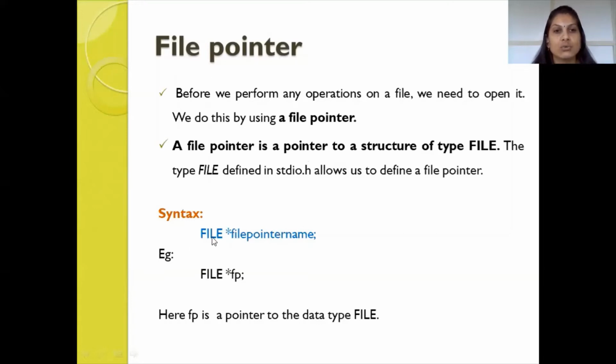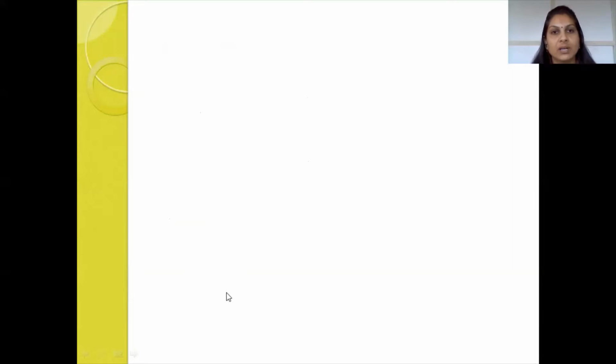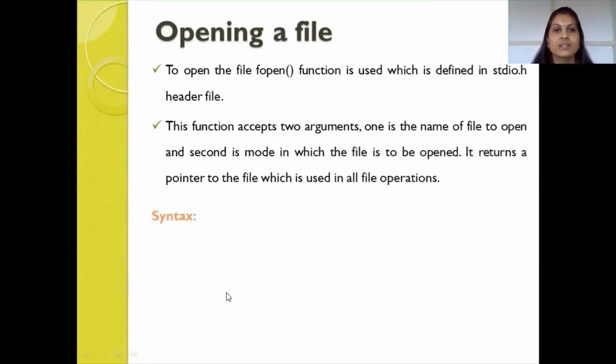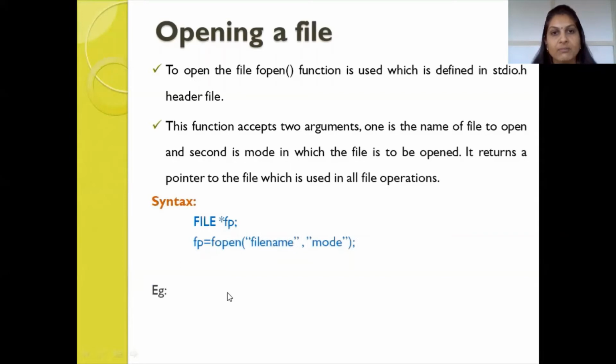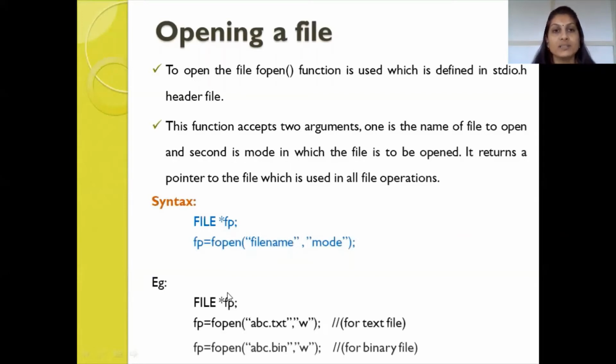Now the syntax to create a file pointer for opening and closing a file. The syntax is: first write the keyword FILE in capital letters, then a star for a pointer, and the file pointer name. So the example is: first we write FILE, then star, and the file pointer name, suppose fp. Here fp is a pointer to the type FILE. So fp is nothing but our file pointer. Now let us start the operations one by one. The first operation is opening a file. To open a file, the fopen function is used.